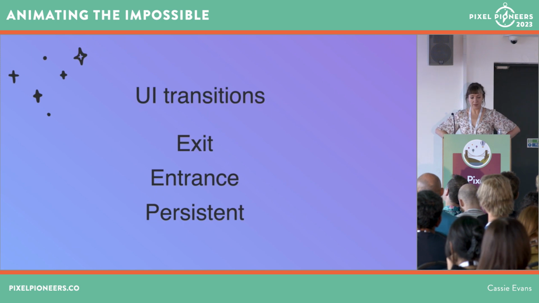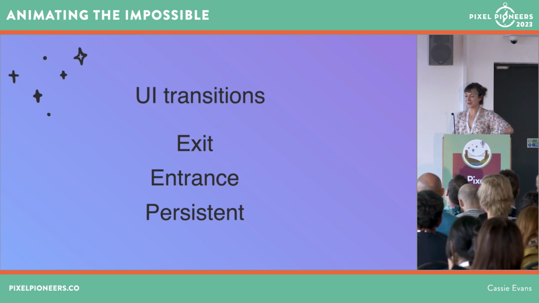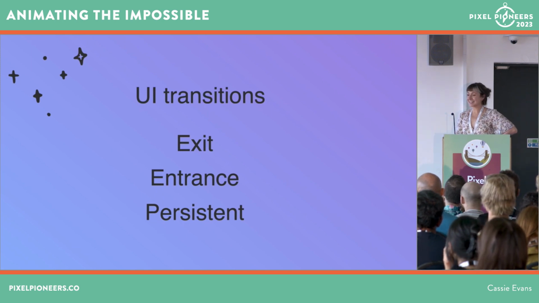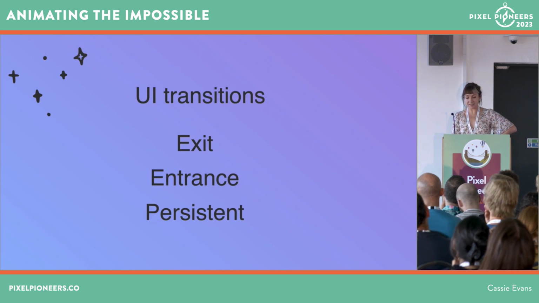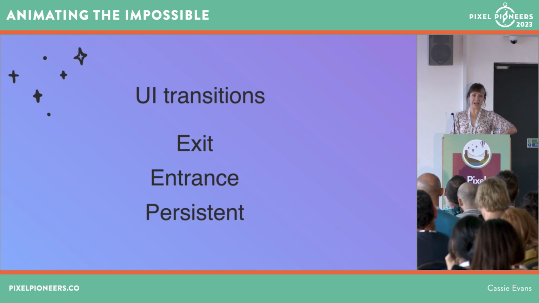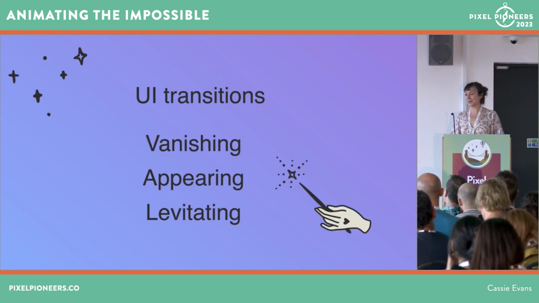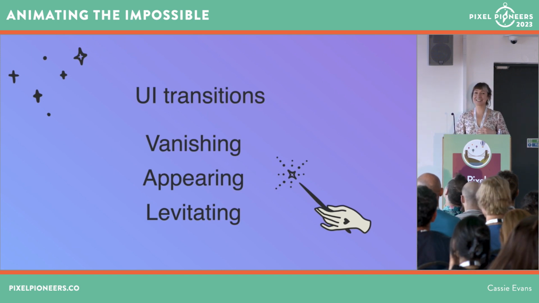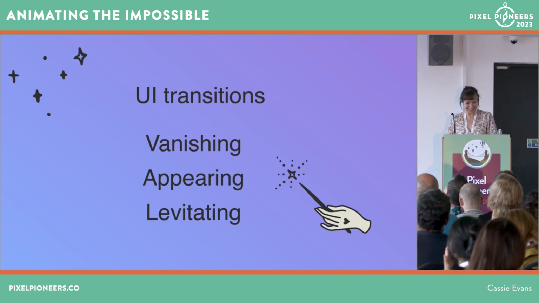So yes, let's break down some UI transitions. I like to think of UI transitions as fitting into one of these three categories. We've got exit animations, those things that are leaving the DOM. We've got entrance animations, these are things that are being added. And then there's persistent animations, and these are things that might be moving from one place to another. But since we're on a whole magic vibe, we will have vanishing and appearing and levitating. I'm really trying to make this exciting for you.